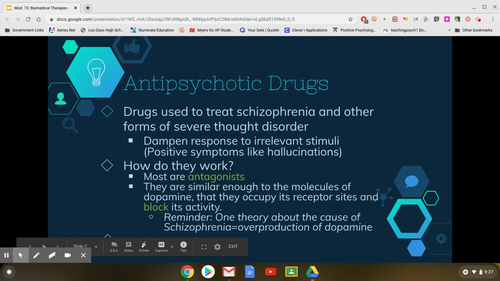Just a little reminder I put here: one theory about the cause of schizophrenia is an overproduction of dopamine. So it's going to keep the body from producing too much of that dopamine. Those dopamine neurotransmitters can't bind to the receptors on those neighboring neurons. So they can't act in that way, and thus the symptoms that that person experiences are lessened.